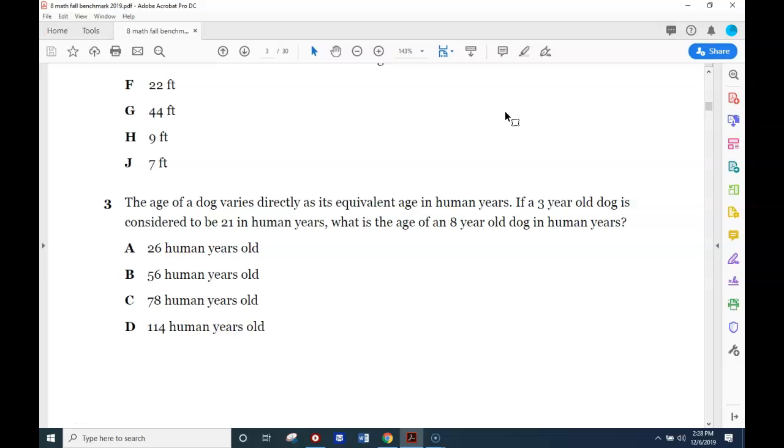Number 3. The age of a dog varies directly as its equivalent age in human years. If a 3-year-old dog is considered to be 21 in human years, what is the age of an 8-year-old dog in human years? A. 26 human years, B. 56 human years, C. 78 human years, D. 114 human years.